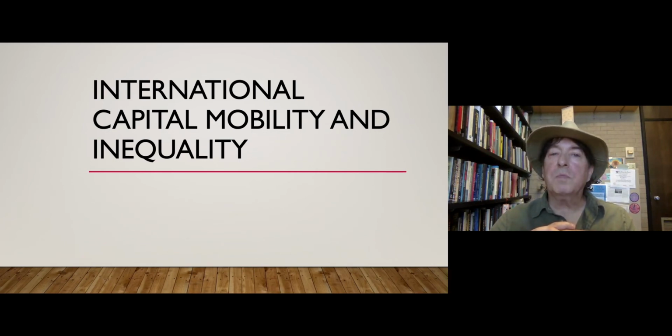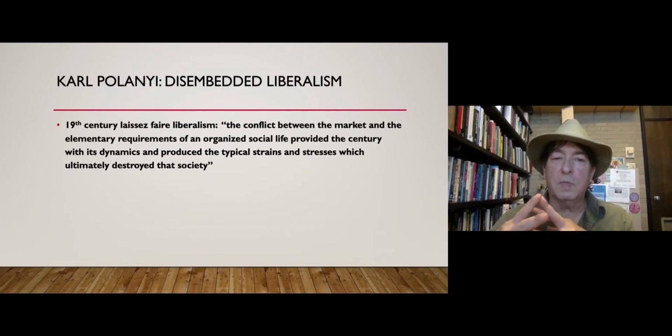And so one of the important things for us to understand is how the mobility of capital across national borders affects the power balance between capital and labor and government. And so let's look at this. Let's begin by talking about the two waves of globalization.